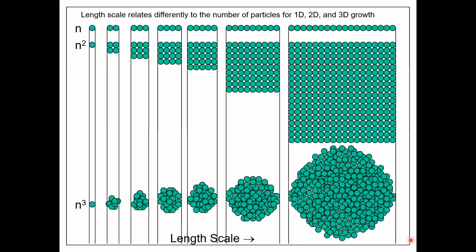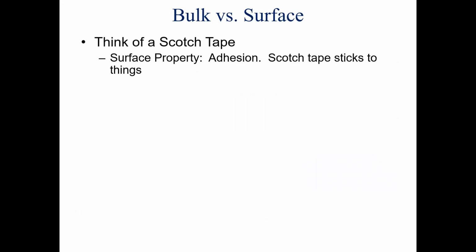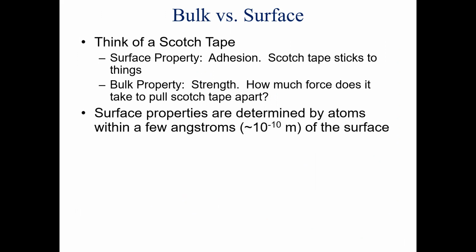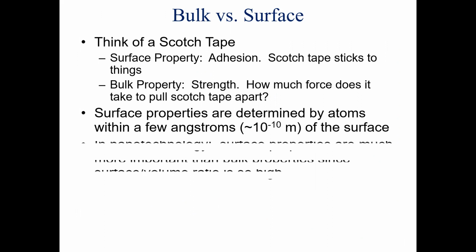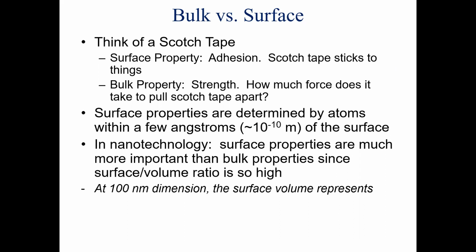So, bulk versus surface properties. Surface properties, I'll show you some examples. Bulk properties, surface properties are determined by atoms within a few angstrom of the surface. So in nanomaterials and nanotechnology, surface properties dominate over the bulk properties.